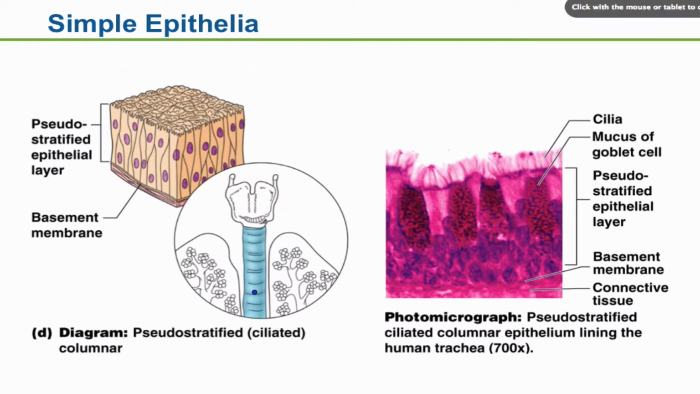So here are some pictures, and here's why these can be a little bit tricky. When you look at this diagram, see how they're all different shaped? They have an odd sort of shape. These ones look like there are two of them, but this one goes all the way down. That's why they look like a pseudostratified epithelial layer. So it's all one layer, but they just look a little bit different. Okay?